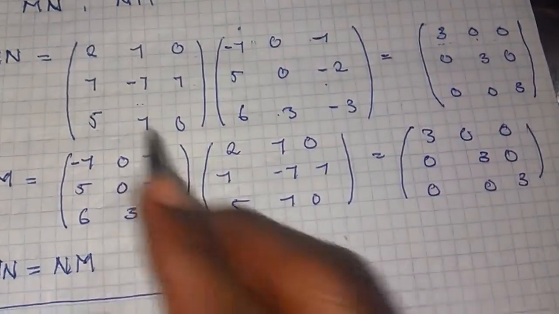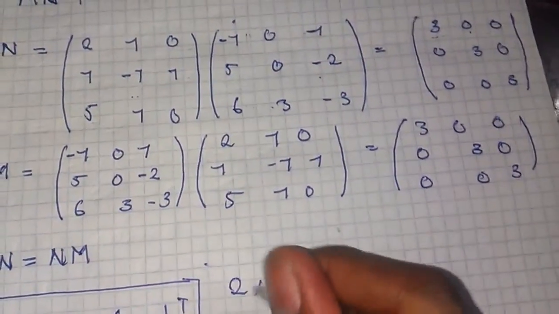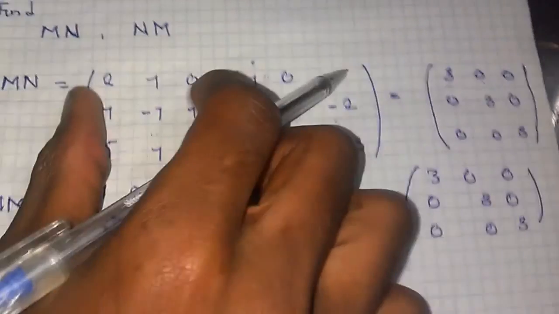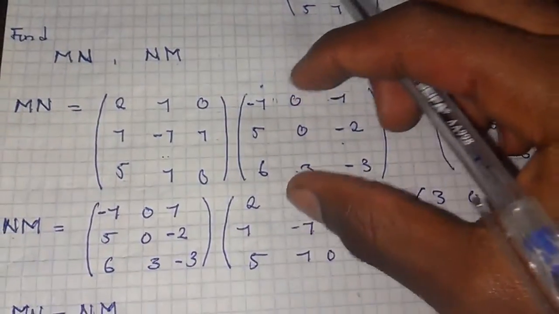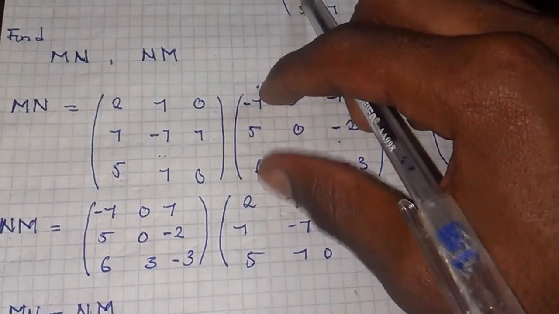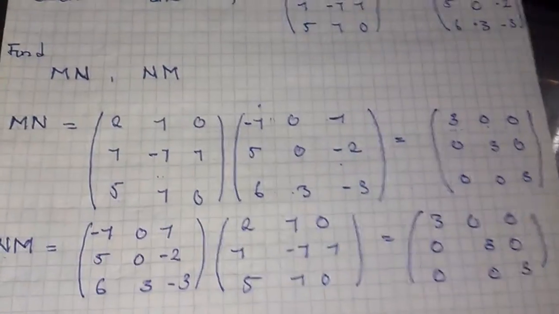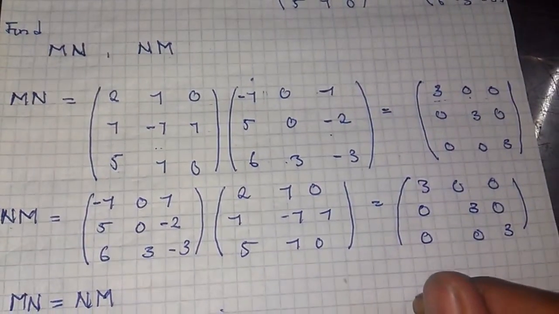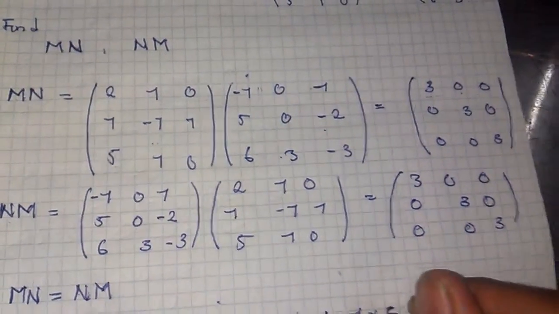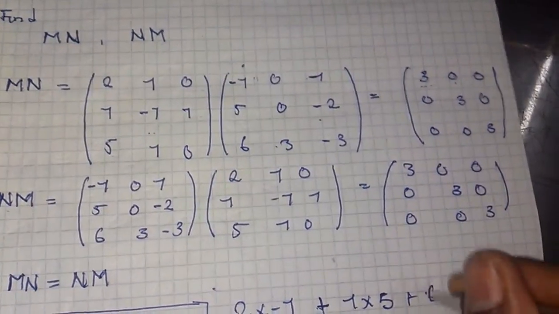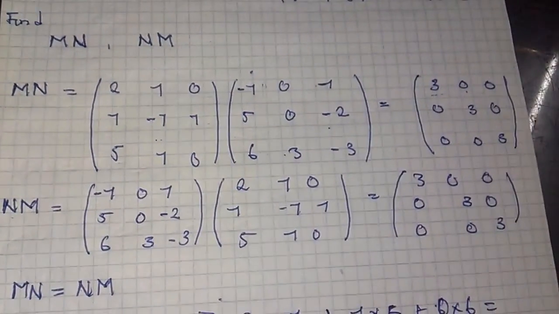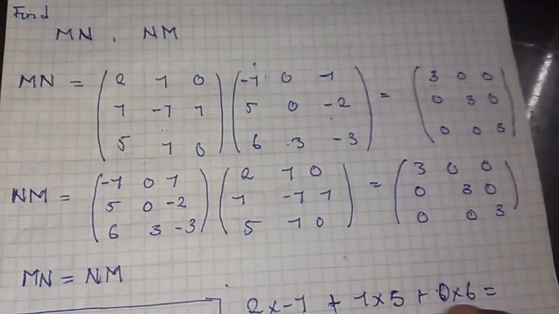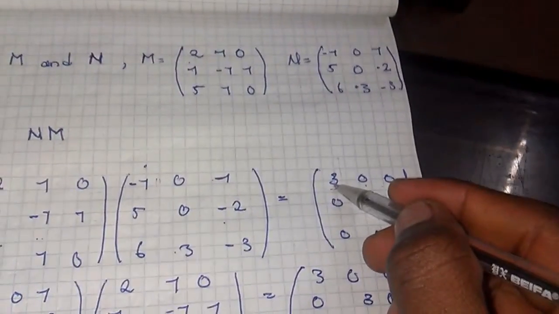Our first element, we said it was 2, so it will be 2 times -1, plus, we take this row, we put it here, then we sum it to get this element here. So 2 times -1 plus 1 times 5, plus 0 times 6, which is giving us what? This one is -2. We have -2 plus 3 plus 5, which gives us 3. That is how we have the first element here.